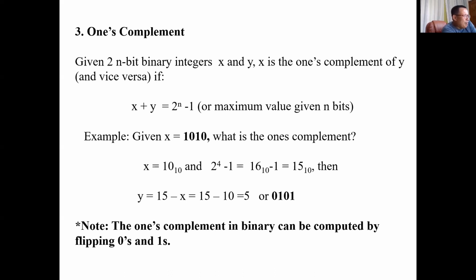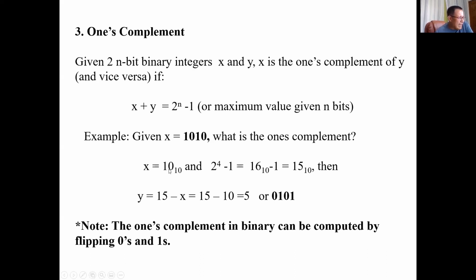For example, given the value 1010, what is the 1's complement? What is 2 to the n minus 1? Quantity 2 to the n minus 1 is actually the maximum value, the sum of all the place values. So for 1010, 2 to the n minus 1 is 15. You follow? What is the 1's complement?